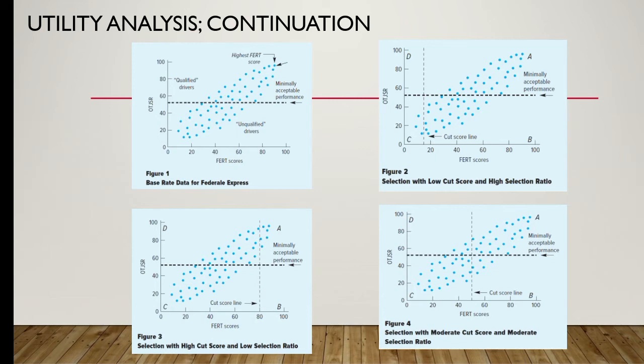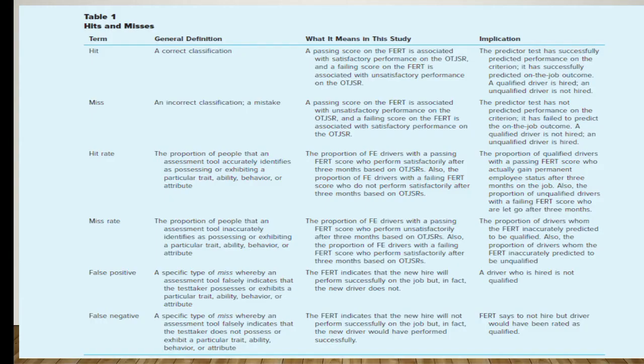Next slide would be the terms and general definition of its terms, what it means in this study and implication in the context of psychological testing and assessment about hits and misses. First one is hit, defined as a correct classification. A passing score on the FERT is associated with satisfactory performance on the OTJSR, and a failing score on the FERT is associated with unsatisfactory performance on the OTJSR.